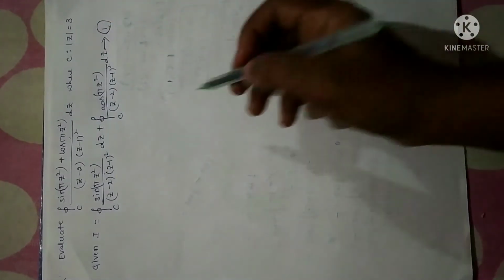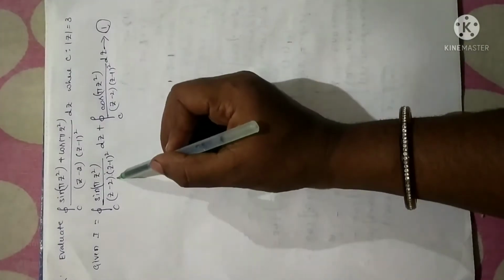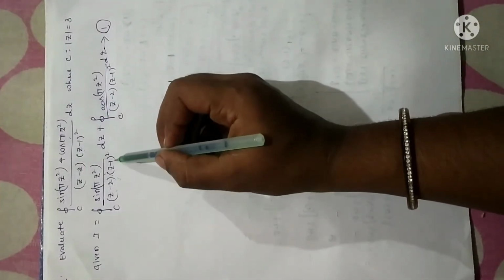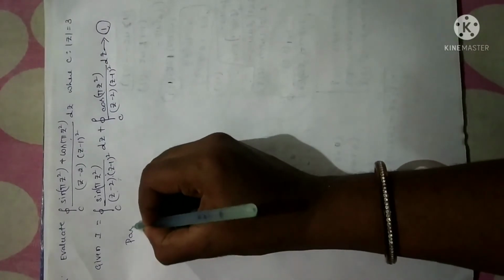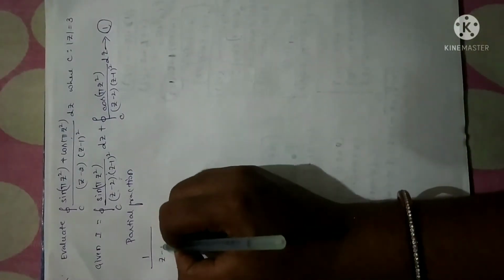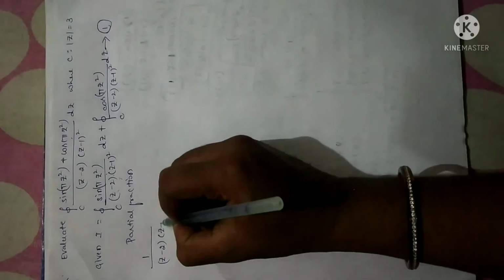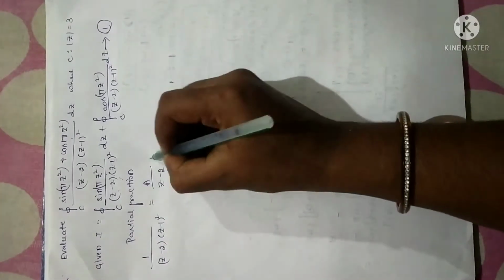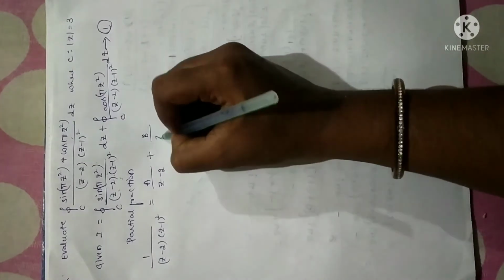Now, in equation 1, we have two integrals, whereas the denominator is a product of two functions. Again, we have to split this by using partial fractions. So use partial fractions for the denominator. Anyhow, the denominator in both integrals is the same. So let me consider the denominator, 1 divided by (z − 2)(z − 1)². It can be written as a divided by (z − 2) plus b divided by (z − 1) plus c divided by (z − 1)².